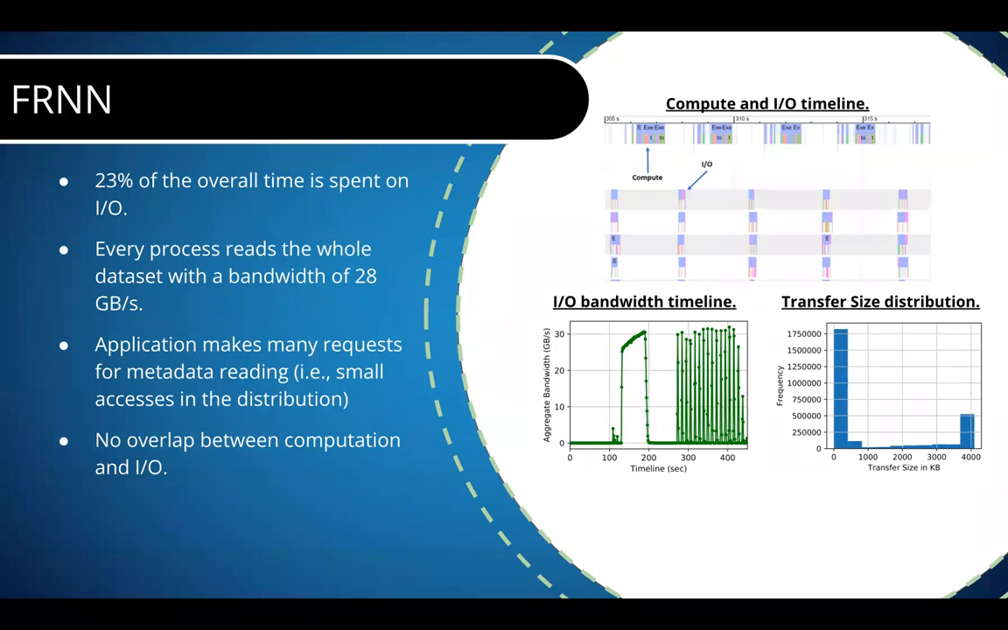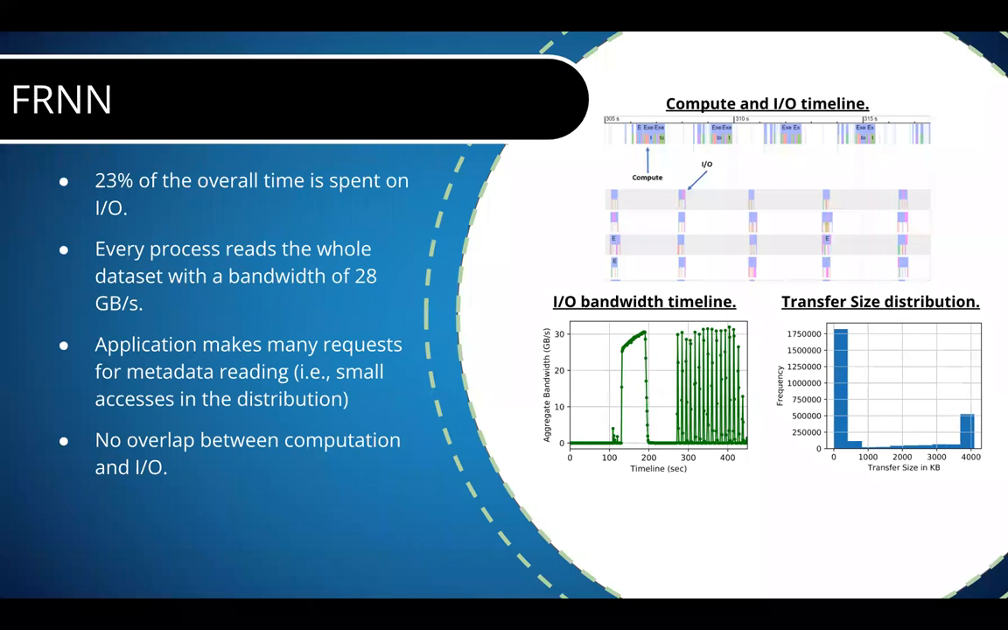The FRNN application, which used NumPy arrays as its data set, spends about 23% of the overall time in IO. It reads a 6 gigabyte data set using NumPy APIs with an aggregate bandwidth of 28 gigabytes per second. There were two types of requests in this particular application. There was always one request on the metadata file, which is a smaller file, and then the whole 2 megabyte chunks of signal files, as they call them, were read in one go. That's why the frequency of metadata calls dominates within the application.